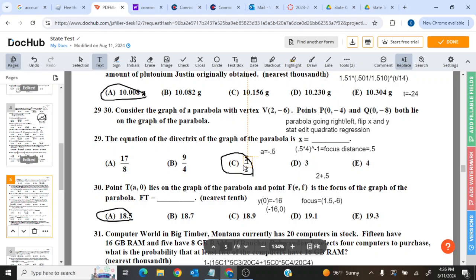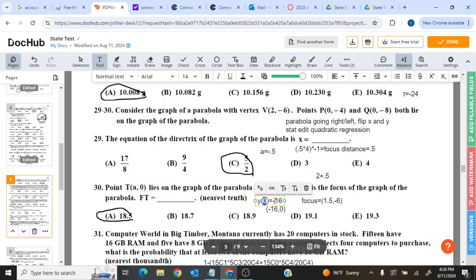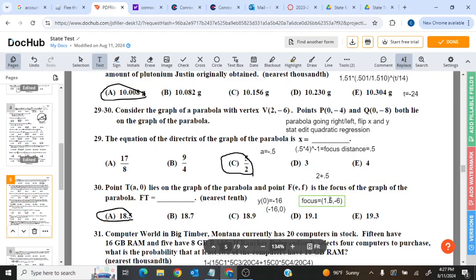And then for the point (0, a), you flip the x and y, so you need y of 0 to get -16. Once you put that into the equation, you'll get an x value of -16. So (-16, 0) is your actual point, and your focus is at (1.5, -6). The x's and y's are not swapped for these, by the way. Then you just do the Pythagorean theorem for change in x and change in y. The square root of 17.5 squared plus 6 squared will get you 18.5 as your distance.